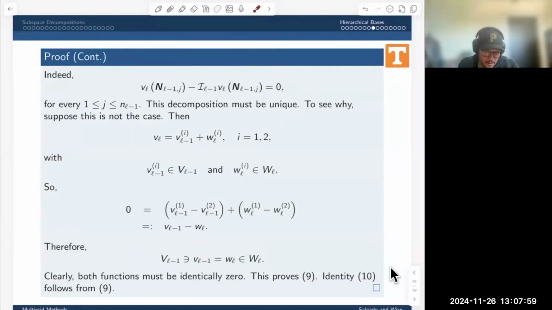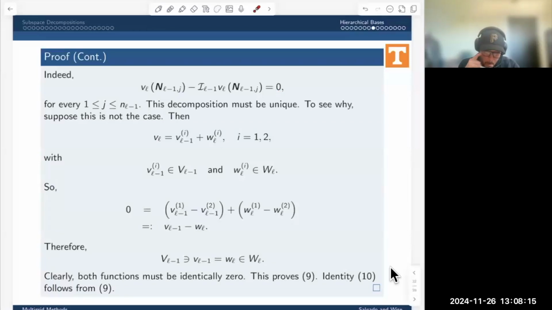I'm going to put in the nodes N_{L-1}^j. So these are the nodes at level L minus 1. So we're going to evaluate here and here. What do we get? Well, I claim that we get 0.